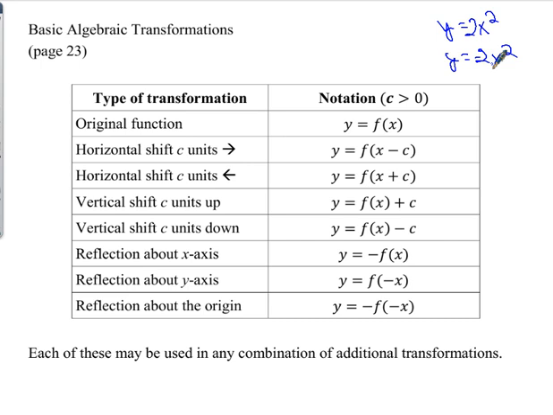Reflected about the origin, you substitute in a negative for the function, so y becomes negative, and a negative for the x, so x becomes negative. And then you simplify it down, and then it's reflected about the origin. Like I said, you can find these in your book. You don't really have to furiously write them down, but the important thing here is you can use any of these in any combination with any others as many times as you want.